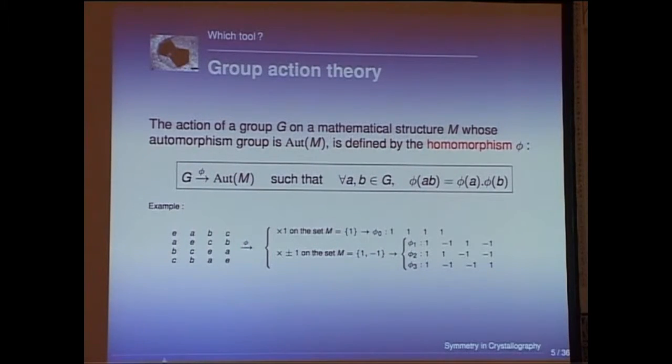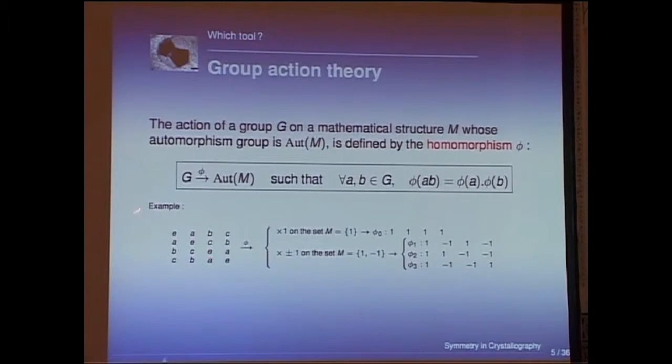Plus one and minus one, there's two numbers. What are the automorphisms of these two numbers? Multiplication by one and by minus one. And I can make now the correspondence with phi here being one for E, minus one for A, one for B, and minus one for C.